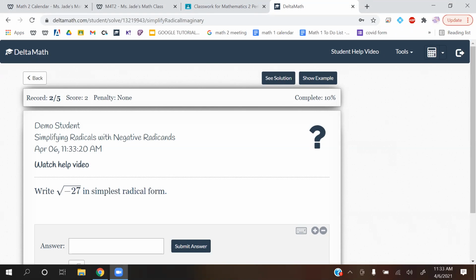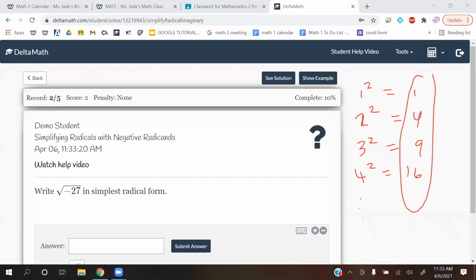So we got negative 27 inside of a square root. So let's think about what perfect squares fit into negative 27. So once again, your perfect squares are 1, 4, 9, 16, and so on and so forth. I'm not going to keep writing them. You could keep going if you wanted to, but essentially these are your perfect square numbers.